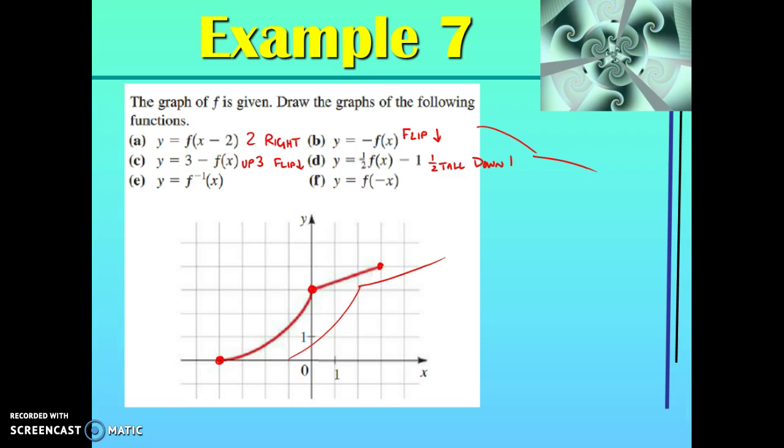F inverse, we'll get there later. F negative x, this is on the inside, so it's a sideways thing. This is also a flip, but it's a flip sideways. So instead of the graph starting over here and going up, my graph is going to start out here, whatever that distance is, 1, 2, 3, 4. So I'd start off 4, curve into this point, and then go flat out that way.